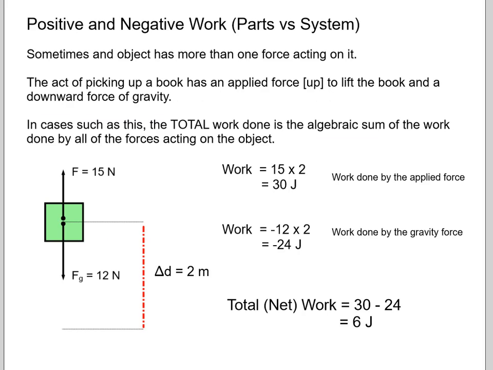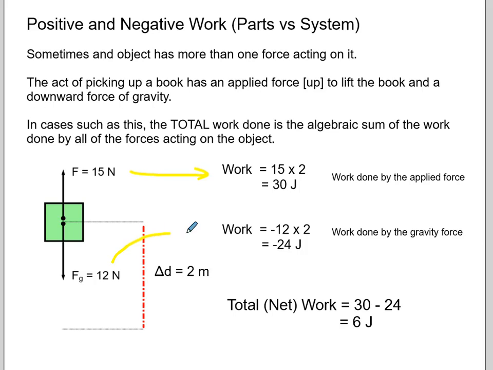Okay, positive and negative work, parts versus system. Sometimes it's really important to look at what forces are doing individually within a problem. If you look at this one here, there's a force that's going to lift this box up, and then there's a force of gravity acting in the opposite direction. Now you can analyze the lifting or applied force, and you can say, well, it's 15 newtons over 2 meters, that's 30 joules of work.